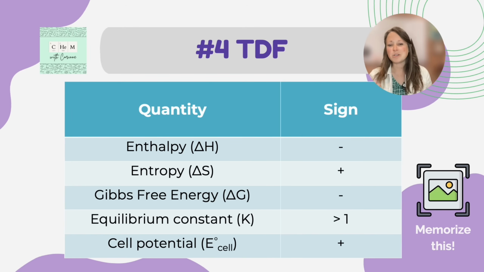These are the quantities that you just need to have memorized. So a negative enthalpy, a positive entropy, a negative Gibbs free energy, those all tie into the Gibbs free energy equation. Delta G equals delta H minus T delta S.